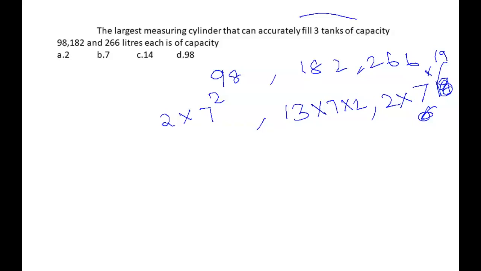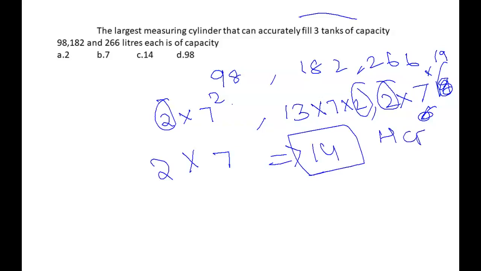Now, which are the common values? You take 7, and 2 is repeated in all three, so your value is 2. In the 7 square, 7 is repeated in all. So all three have common values 7 and 2. So our answer is 7 into 2, 14. That's it. Is that correct?